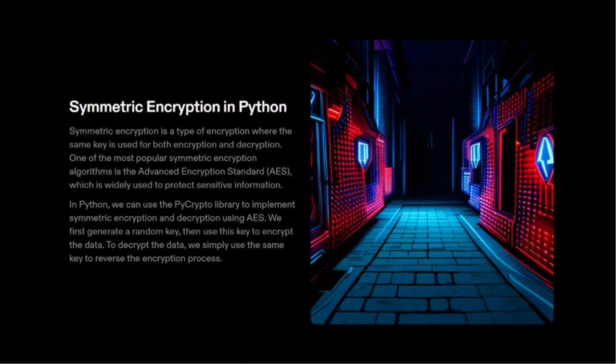information. In Python, we can use the PyCrypto library to implement symmetric encryption and decryption using AES. We first generate a random key, then use the key to encrypt the data. To decrypt the data, we simply use the same key to reverse the encryption process.